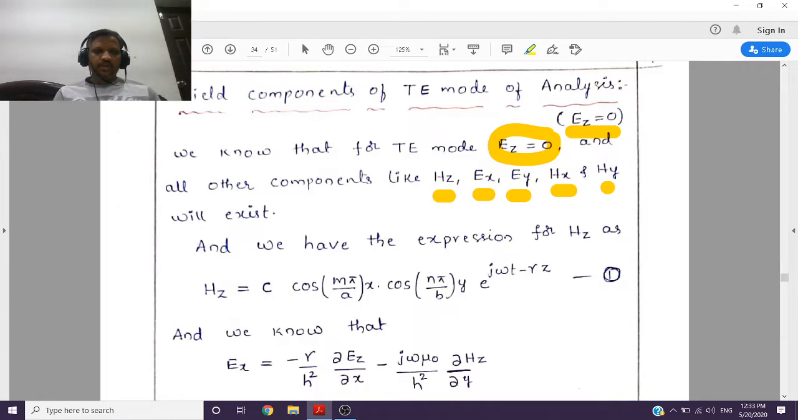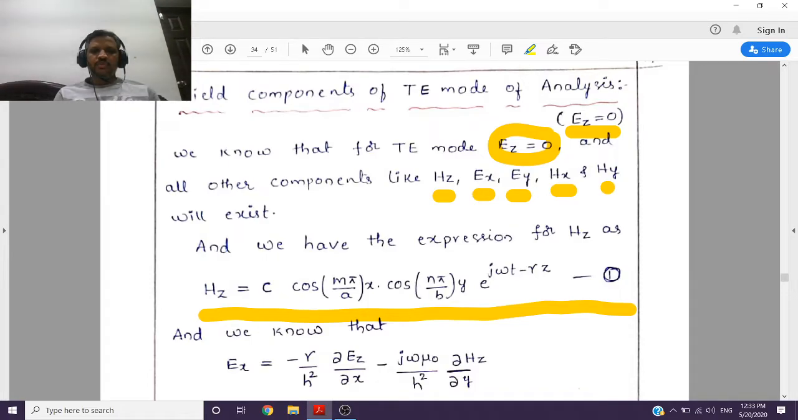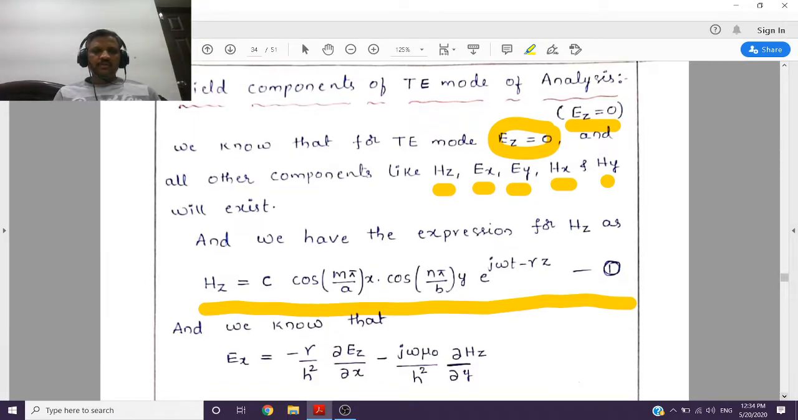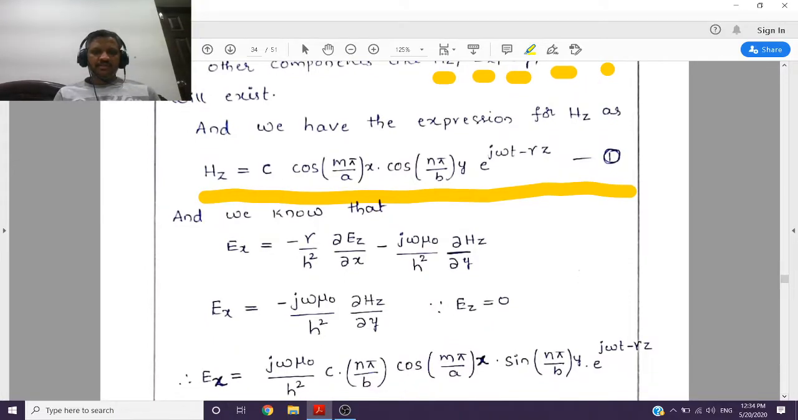Now, as we have already calculated, Hz is purely in terms of cos of m pi by a into x into cos of n pi by b into y, and e power j omega t into e power minus gamma z can be represented as e power j omega t minus gamma z, and c is just a constant there. Now, by using this Hz, we will try to find out Ex first. In the field component analysis, we have expressed Ex as minus gamma by h square into dou Ez by dou x minus j omega mu naught by h square into dou Hz by dou y.